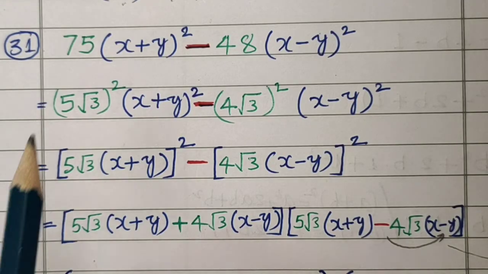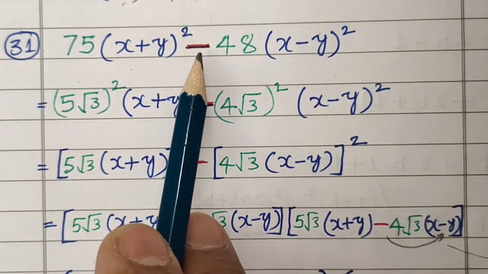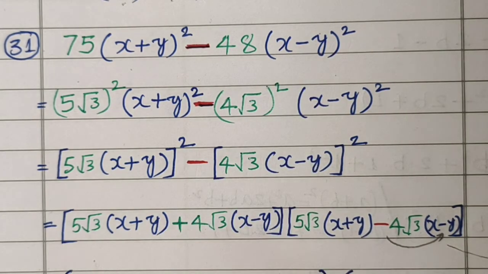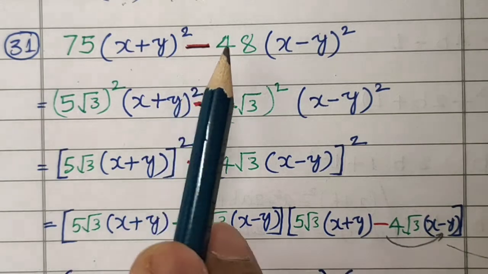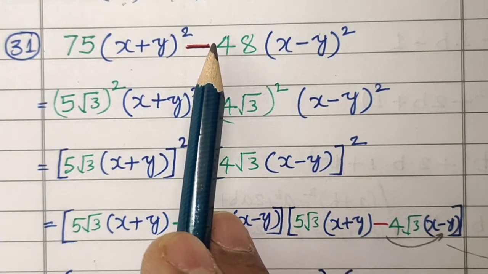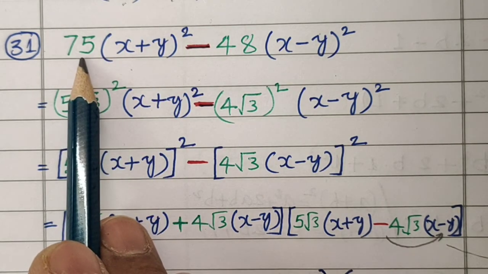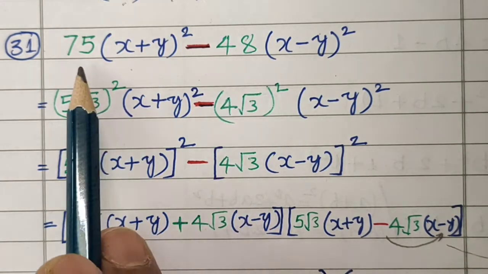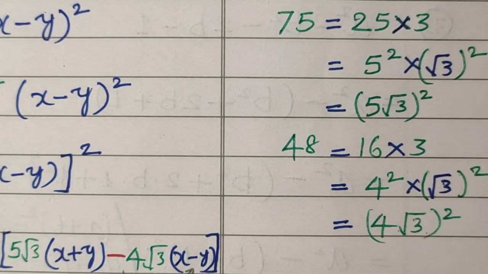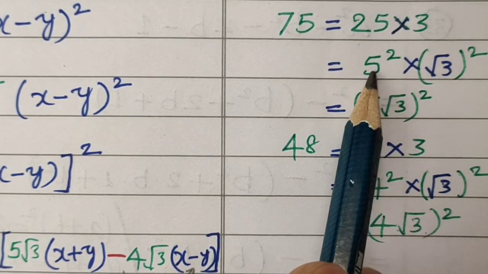Factorize 75(x + y)² − 48(x − y)². As soon as you see minus in between two expressions, just wait and check whether it is in the form of a² − b². What can we do with 75 and 48? Can we get a perfect square for these things? No. So we'll see how to do this. 75 can be written as 25 into 3. 25 can be written as 5².